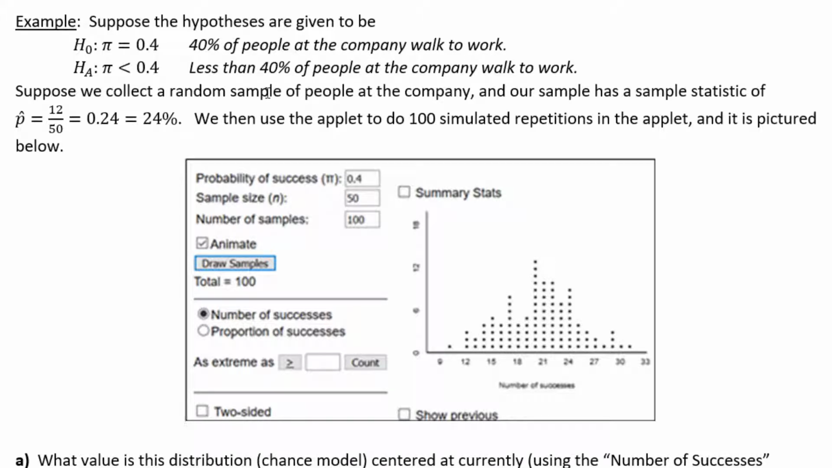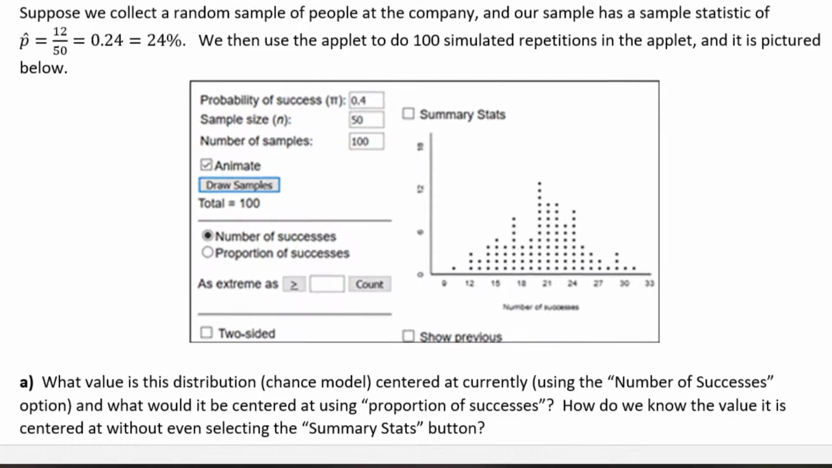Suppose we then collect a random sample of people at this company, and our sample has a statistic of p hat equals 12 out of 50, which is 24%. That means that we sampled 50 people, and 12 of those 50 walk to work. Finally, we use an applet to do 100 simulated repetitions, and we get the following result below.